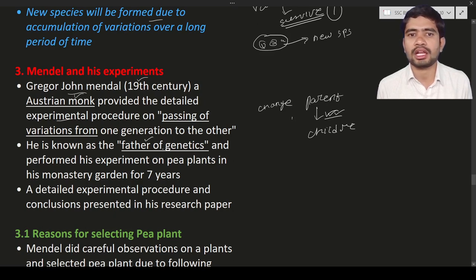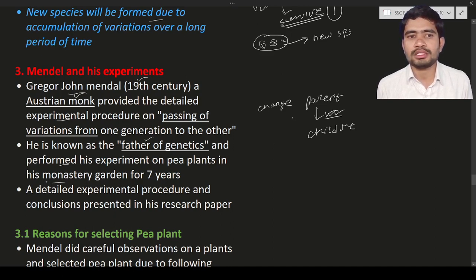As a result, we consider him the father of genetics. Why? Because he is the main person who introduced genetics to us. He performed his experiment on the pea plant in his monastery. Monastery means a place or building where the monks live. Monks dedicate their life to God.